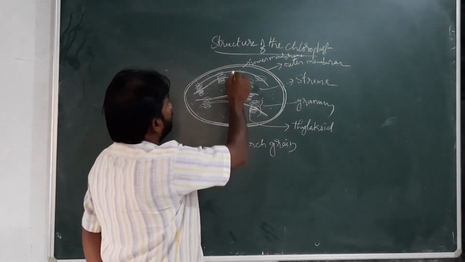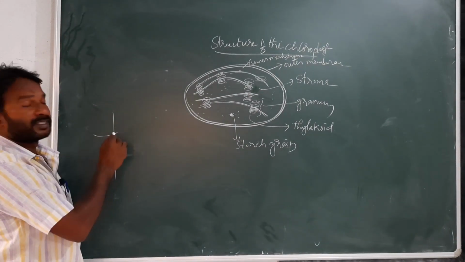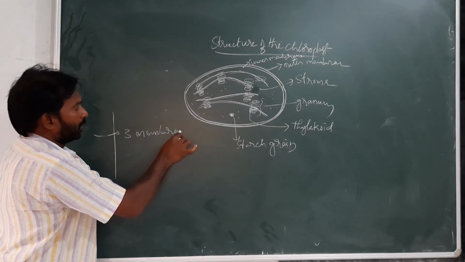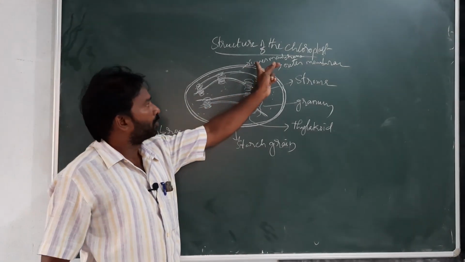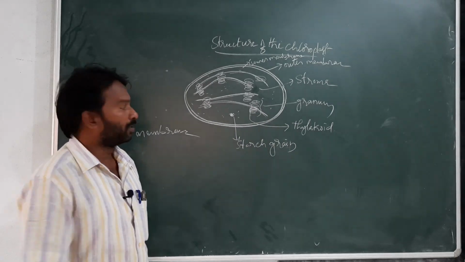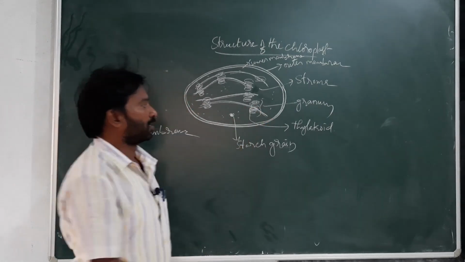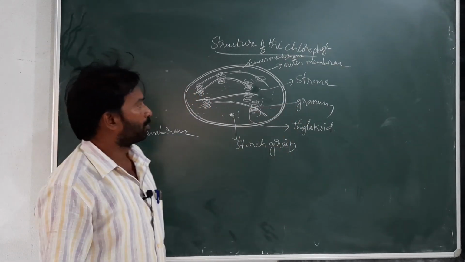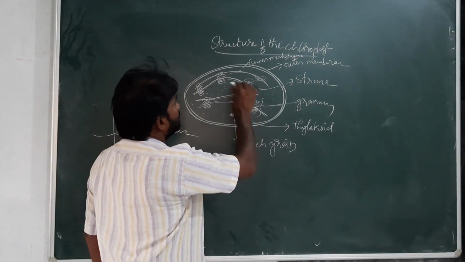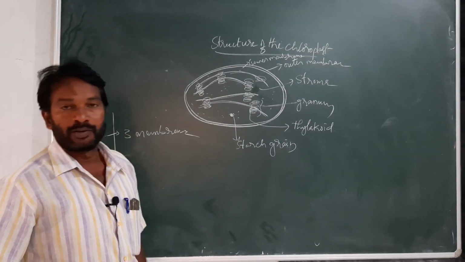If you observe the structure of the chloroplast, it is a three-membrane structure: the outer membrane, the inner membrane, and also the thylakoid membrane. On the thylakoid membrane, stacked sac-like structures are there. This is called the granum, and the fluid-filled portion inside is known as the stroma. These are the parts present in the chloroplast.